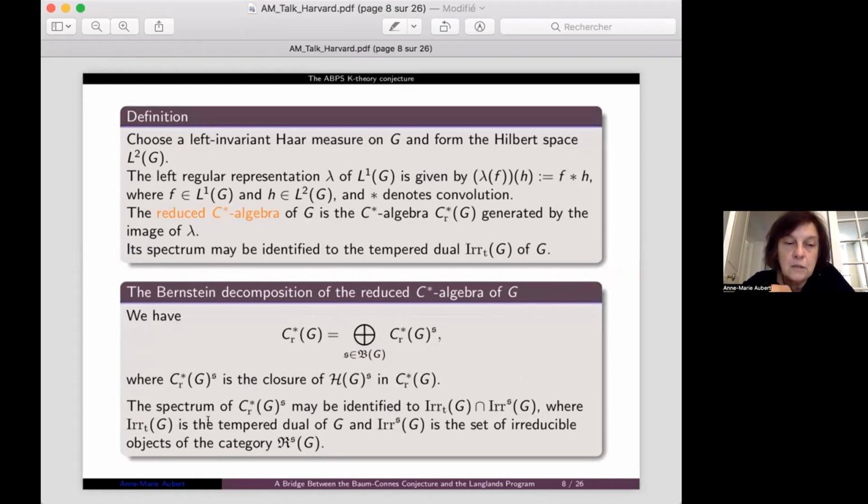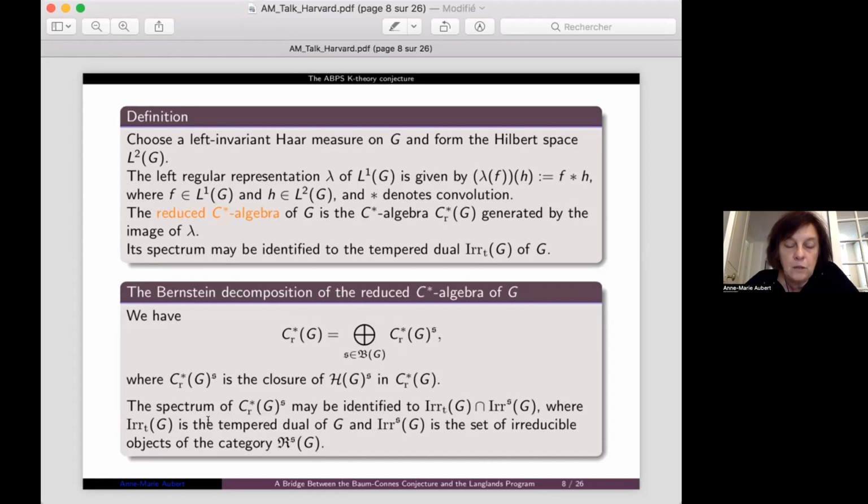And this is what we will use in a minute, as follows. So we need to consider what is called the reduced C-star algebra of a group. I just briefly recall the definition. You fix a left invariant Haar measure on the group, and you form the Hilbert space L2 of G. And then the left regular representation of L1 of G, given by the convolution, gives you a representation. And you can consider the C-star algebra, which is generated by the image of this left regular representation lambda. This C-star algebra is especially interesting because its spectrum may be identified with the tempered dual of the group. So what is the tempered dual? It's the set of equivalence classes of tempered irreducible smooth representations of the group G.